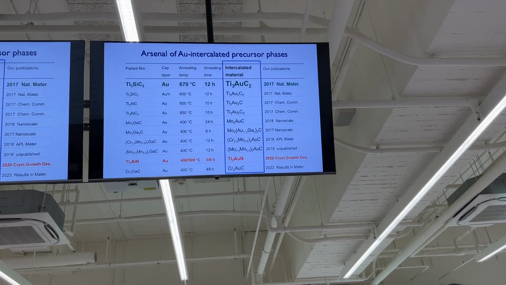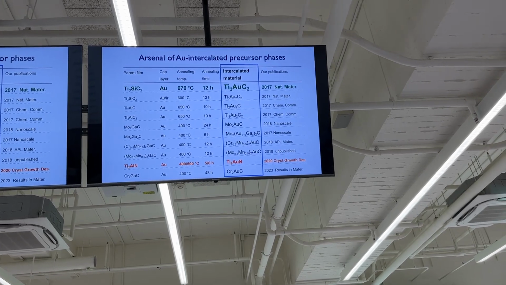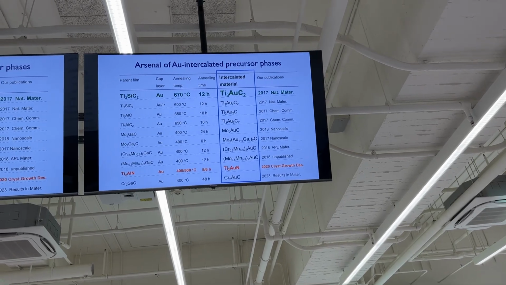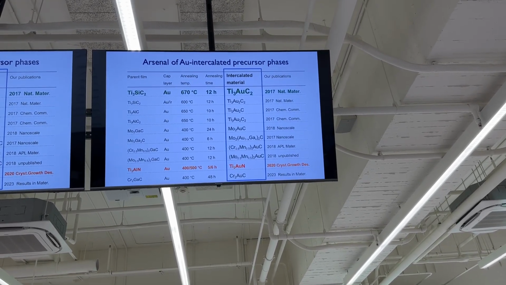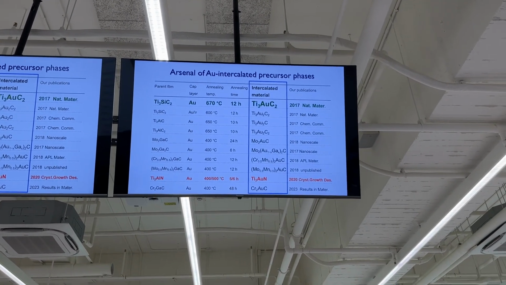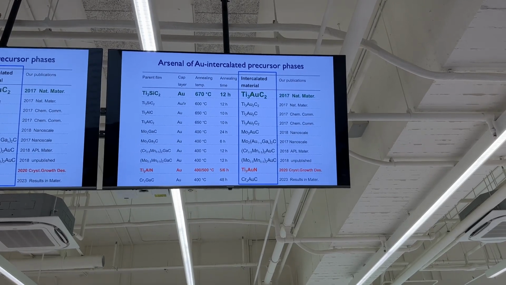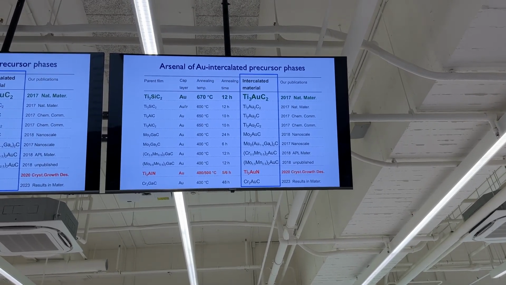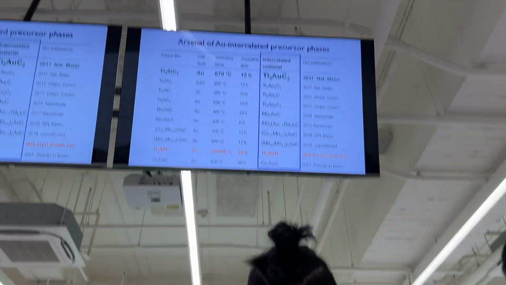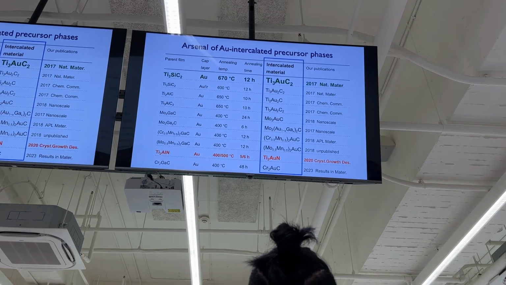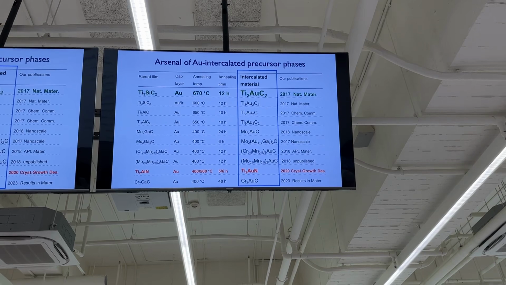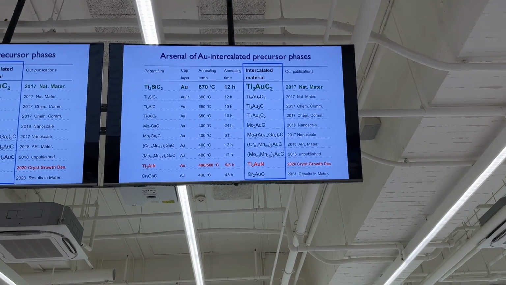We have now an arsenal of gold intercalated precursor phases or templates. I mentioned this Ti3SiC2, but it also works to form a double layer of gold. You can form that also if you have a titanium aluminum carbide, where the A layer is now aluminum. You can get gold in. Titanium gallium carbide, another MAX phase, also alloy MAX phases. A MAX phase nitride can also be used to get gold inside. This seems to be endemic. It's quite common.